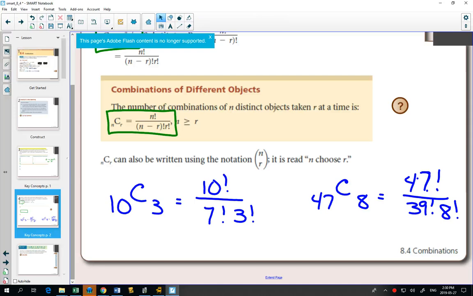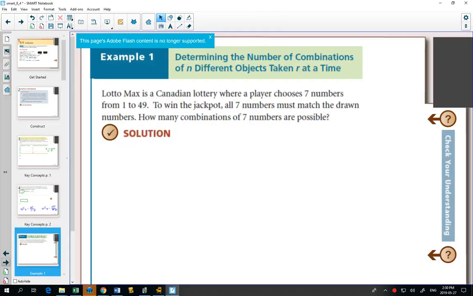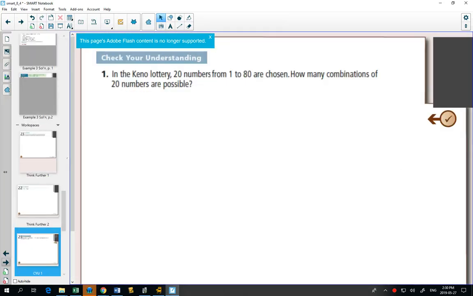So let's look at our first example. Keno lottery. 20 numbers are chosen from 1 to 80. You don't have to get the order right, but if you choose the right 20 numbers, then you win. So a couple of things in here. This one says combinations.